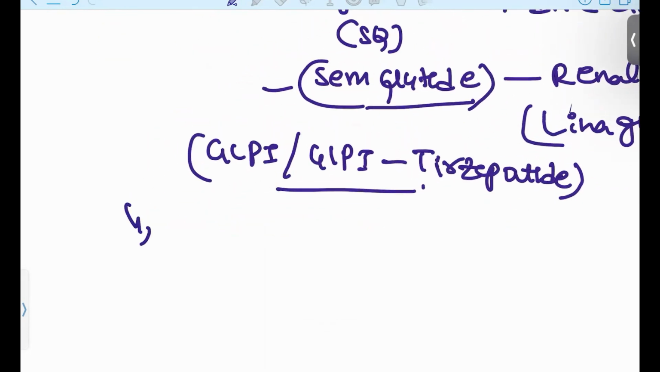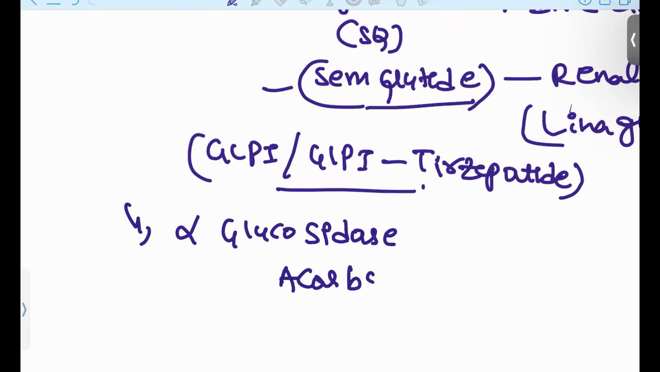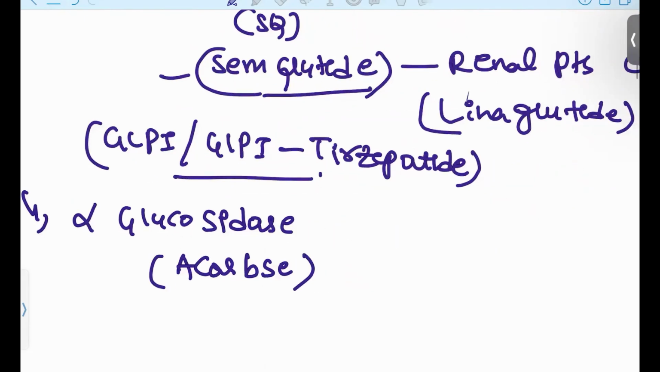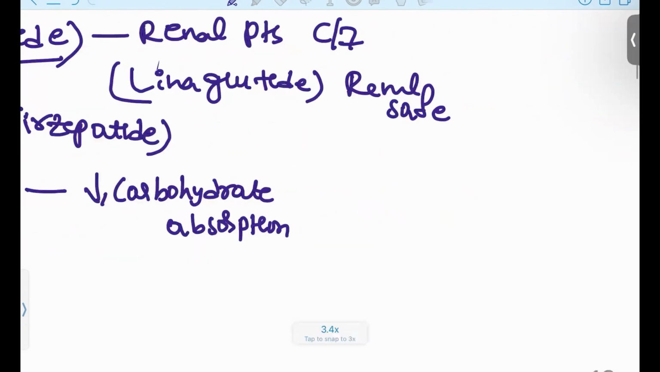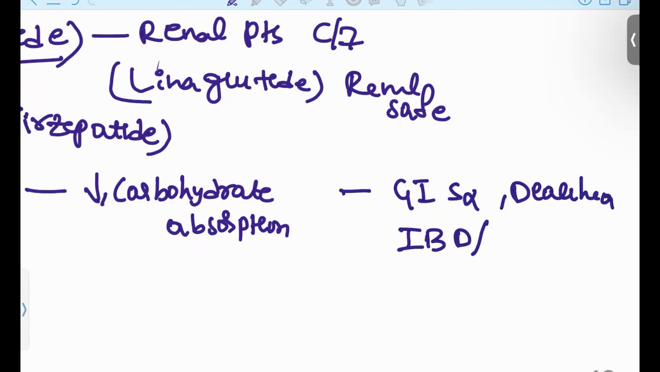So next one is your alpha glucosidase inhibitors. What are the examples? Your acarbose, voglibose, or miglitol. These drugs are your alpha glucosidase inhibitors. What will this do? It will decrease the carbohydrate absorption. Usually carbohydrates increase the glucose, right? So if you decrease this absorption, there is no increase of glucose. The side effects will be GI symptoms only, flatulence, diarrhea, like that. Especially in IBD patients and liver disease patients, these drugs are contraindicated.